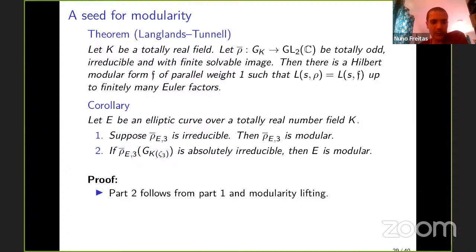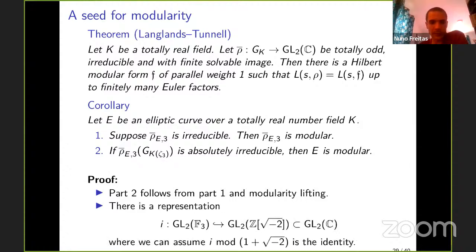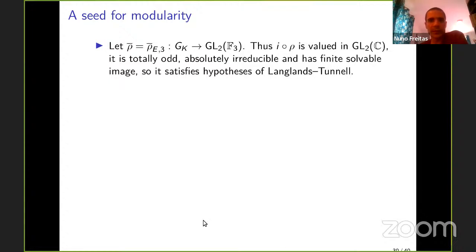Now, to prove part 1, one first starts with the following observation. We can find a representation I of GL2 of F3 into GL2 of Z[square root of -2], and we can see this as a complex valued representation. It's also possible to assume that modulo this ideal, which is an ideal above 3, we get the identity. So we can apply the theorem of Langlands-Tunnell to the composition of I with our representation rho bar.